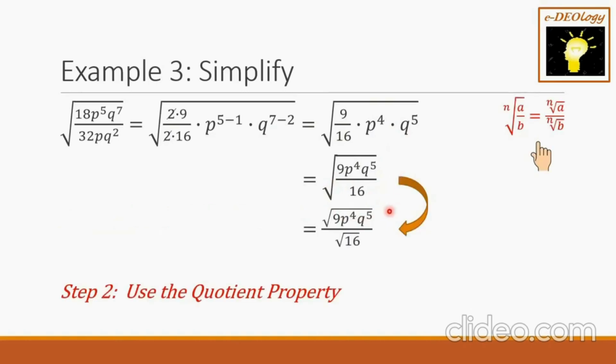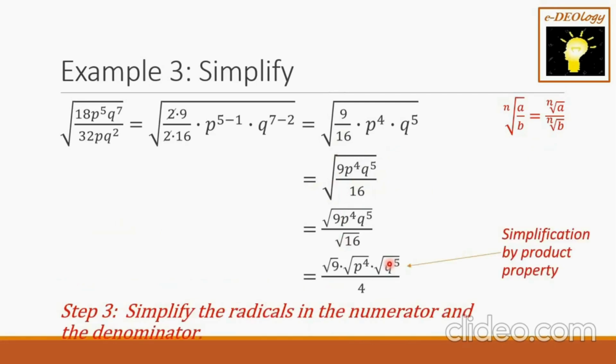We are now in step 2, where we're going to apply the quotient property. It means we're going to distribute this radical sign to the numerator and to the denominator. The next is, in the numerator, we're going to distribute the radical to each of the factors here. So you see we have the square root of 9 times the square root of p raised to 4 times the square root of q raised to 5 all over 4. So the square root of 16 is now simplified into the number 4.